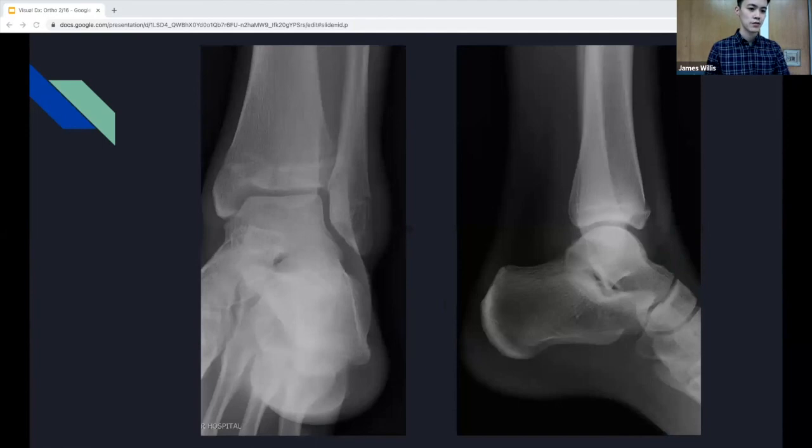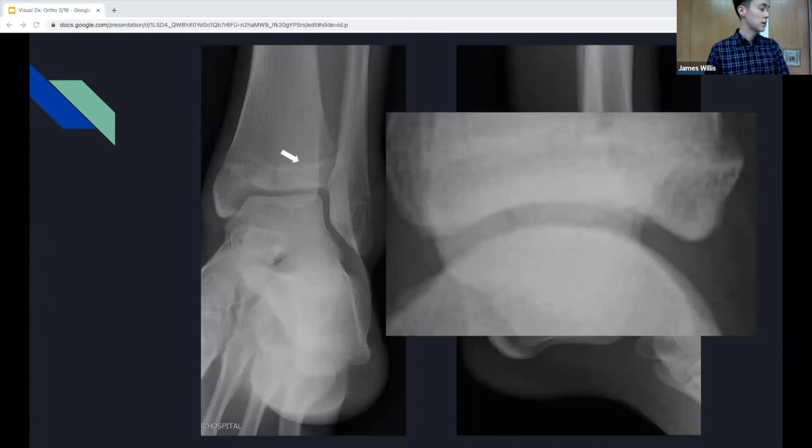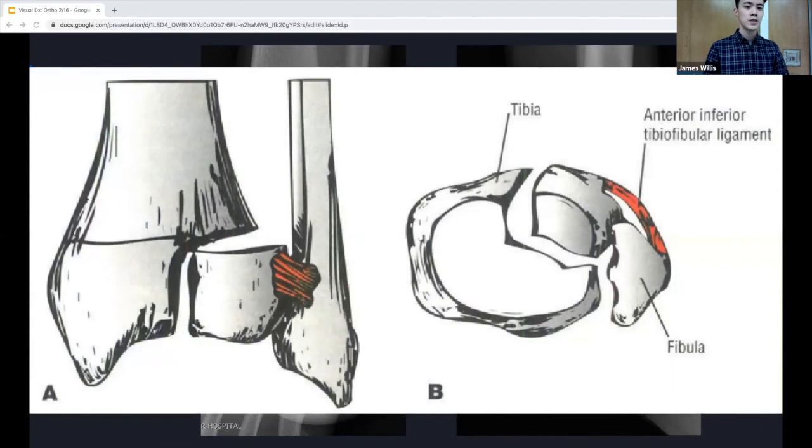This is just another view. And then it is near impossible to see, so I enhanced it here. This is just impossible to see. Yeah, so this is why you get multiple views, right? To confirm it. The distal tibial growth plate takes about 18 months to close, and it always closes in the same pattern.